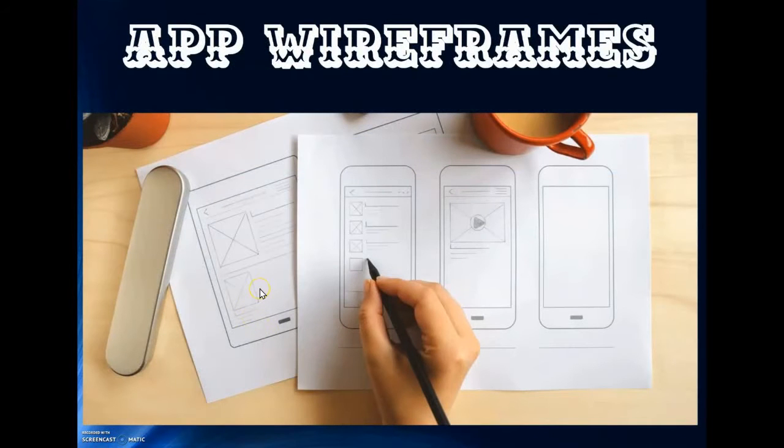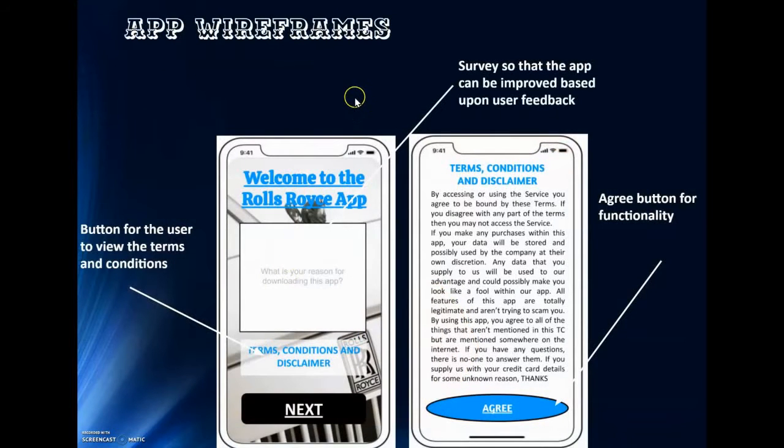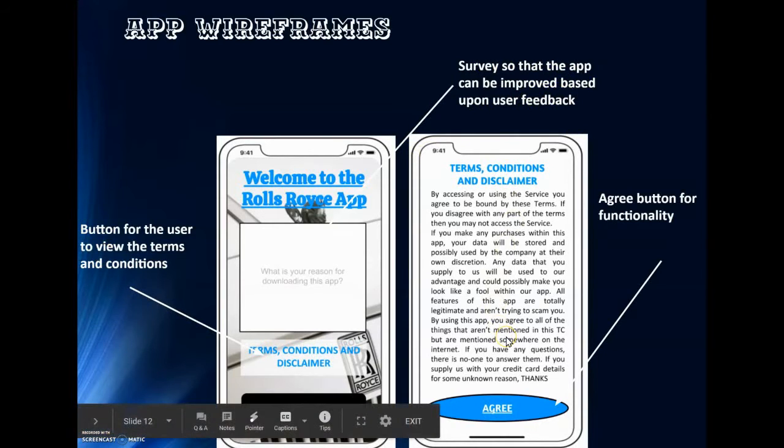So the app wireframes. This first wireframe is about the terms and conditions and the welcome screen. So this is the button for the user to view the terms and conditions, and this is a survey that can be used to improve the app based upon user feedback, and the agree button is purely for functionality.